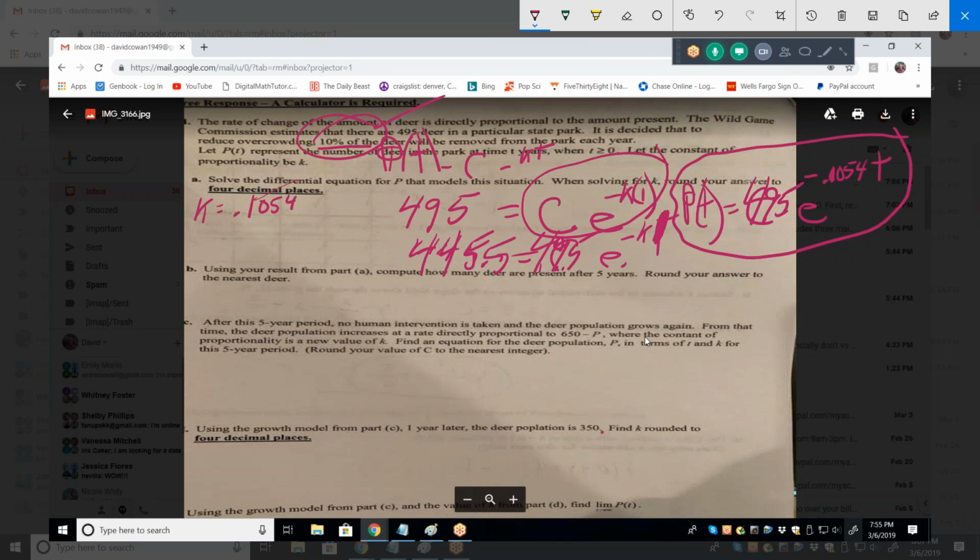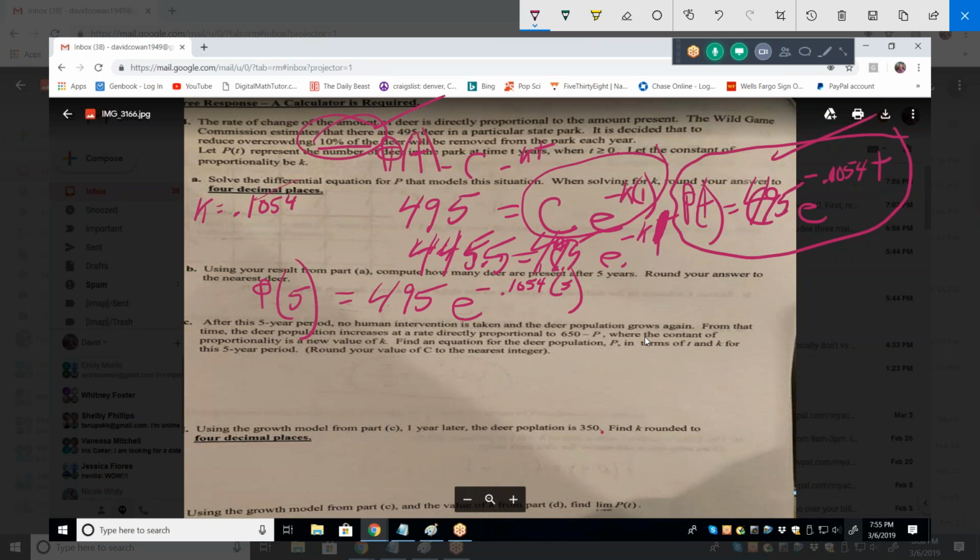Nonetheless, we can do B. Unfortunately, B requires us to use that as our formula. So B wants to know P of 5. Correct. So P of 5 is equal to 495 times e to the minus 0.1054 times 5.